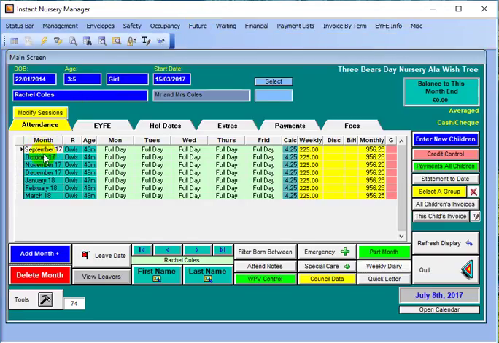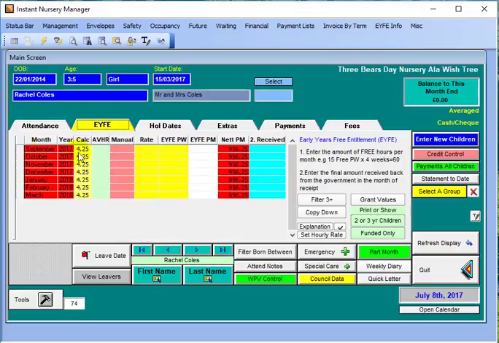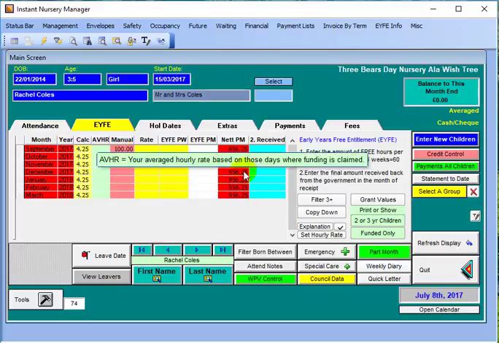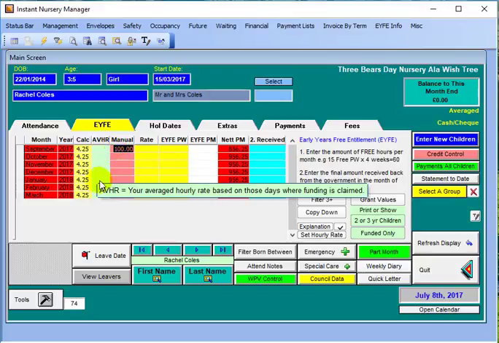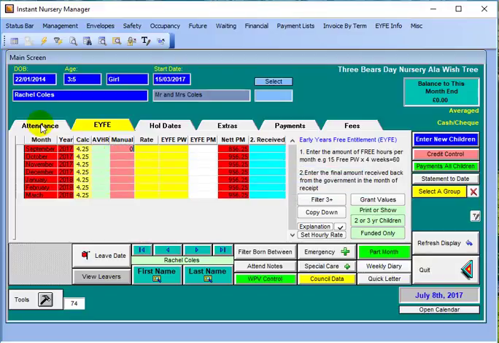But if we apply funding, for example, in the past it was quite straightforward. We used to charge the parents on the one hand and take the funding off on the other hand. In other words, the normal monthly fee less the funding, leaving a net figure to pay. You can still do that if you want to with the system by entering the amounts in this column here.